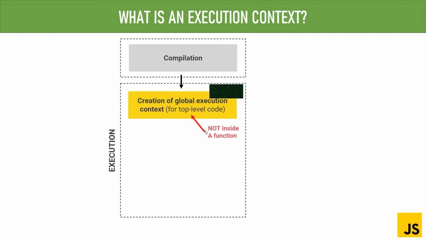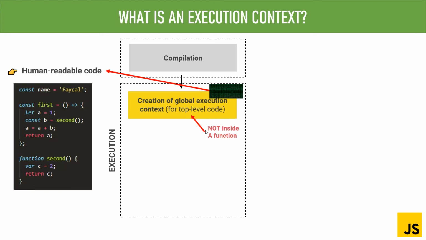But anyway, we can also see what top-level code is in this example here. This name variable declaration is clearly top-level code, right? And therefore, it will be executed in the global execution context. Next, we have two functions, one expression and one declaration. So these will also be declared so that they can be called later. But the code inside the functions will only be executed when the functions are called. Okay?